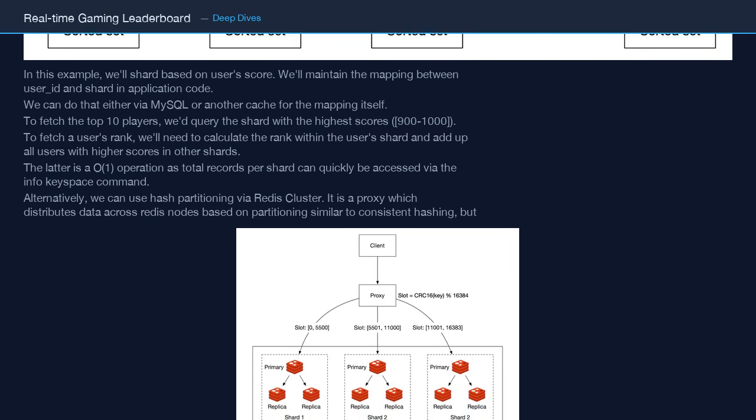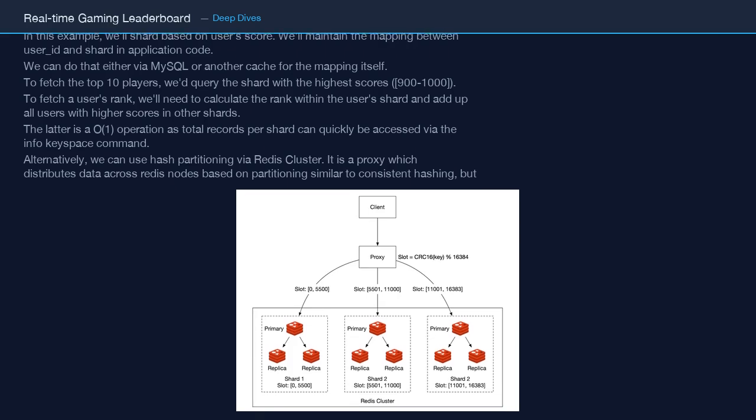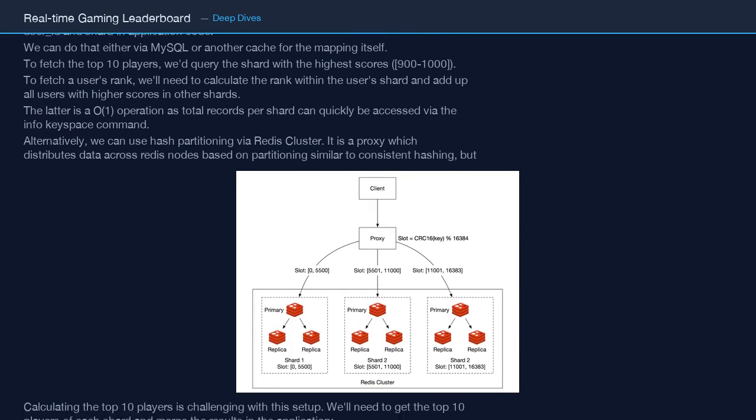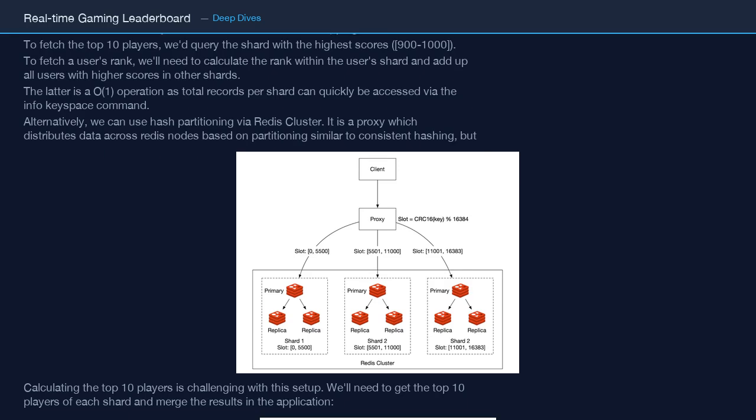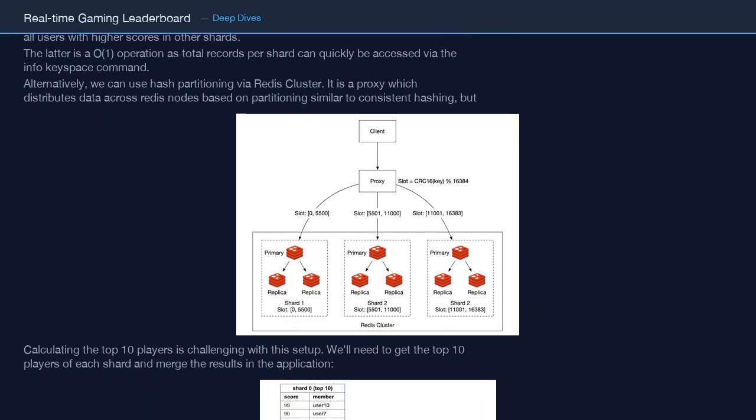The right answer depends on your team's capabilities and your product's requirements, but it's always worth calling out explicitly as a design consideration. The second deep dive is on scaling Redis. At 5 million daily active users, we can comfortably get away with a single Redis instance. Both storage requirements and query per second load are manageable at that scale.